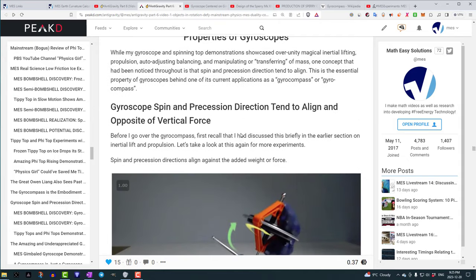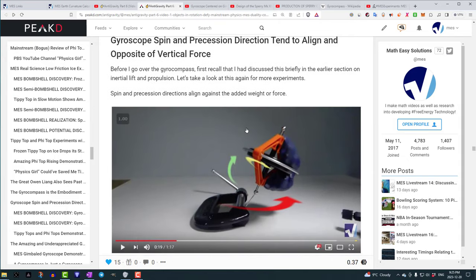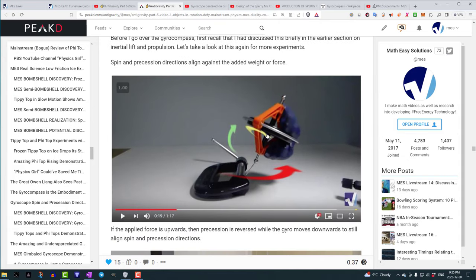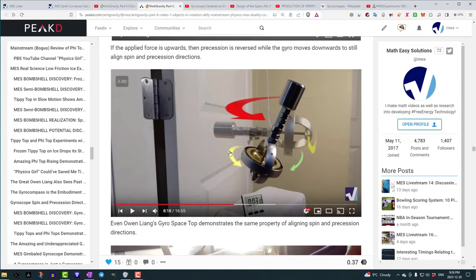Let's quickly review some of the gyroscope properties. If you see my earlier videos, gyroscopes actually rise. They don't just precess. If you add a weight to this gyroscope on a needle, and it's spinning in this direction, the torque is pushing downwards, so it's going to torque to line up the precession and spin, even if it means rising up in the air. It could even rise downwards as well.